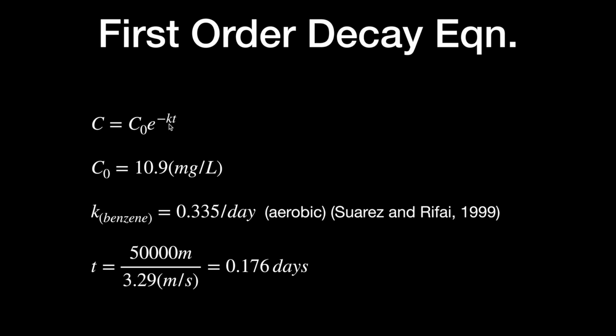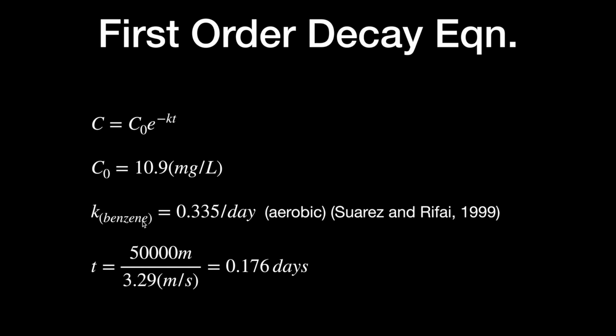And decay rate is usually per day, and time, of course, needs to match, so it's going to be per day also, or in days. So we already know our initial concentration in this case is 10.9 milligrams per liter. And then typically you're going to look up a K value from literature. Otherwise, you'd have to determine it empirically through laboratory analysis.